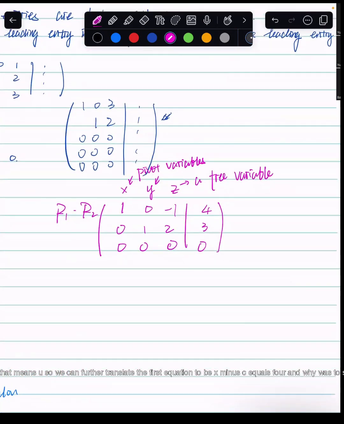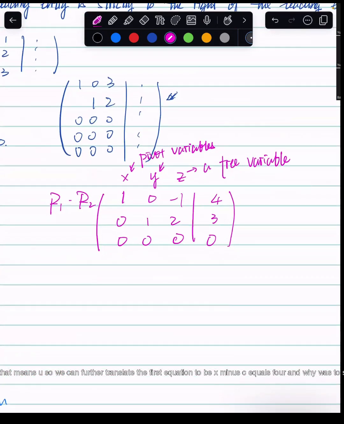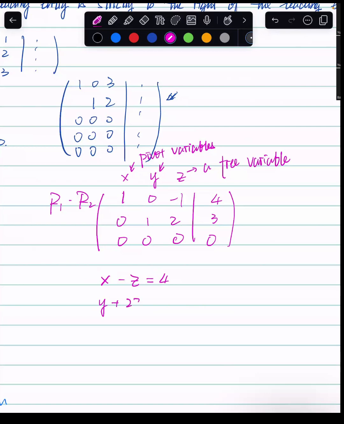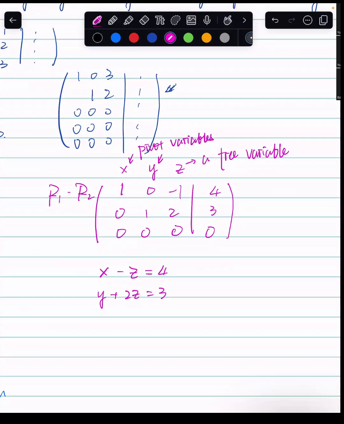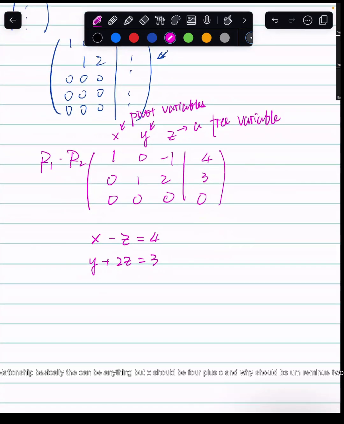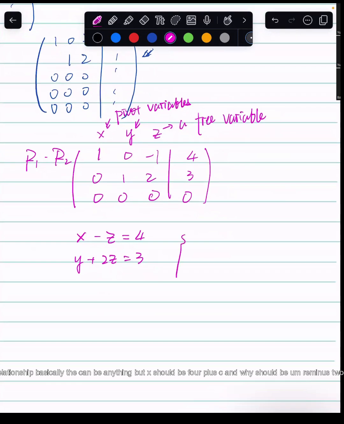So that means we can further translate the first equation to be x minus z equals 4, and y plus 2z equals 3. So we cannot solve for them, but we know their relationship. Basically, z can be anything, but x should be 4 plus z, and y should be 3 minus 2z.